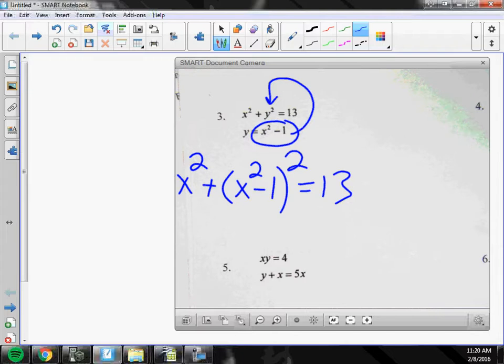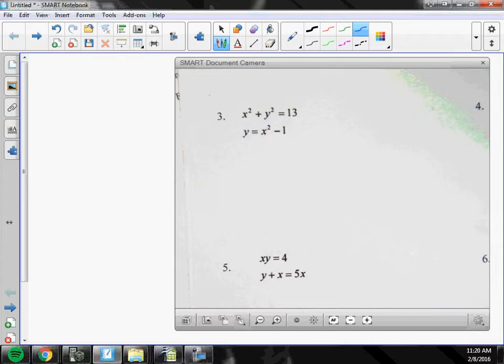Here's what I would do, and this is kind of a trick. Is it possible to isolate the x squared? Yeah, how would I isolate the x squared in the bottom? Add the 1 over. So x squared will equal y plus 1, right? Now I just substitute x squared. We can substitute anything we want as long as it gets rid of one of the variables. So I'm going to put y plus 1 right there where x squared used to be.